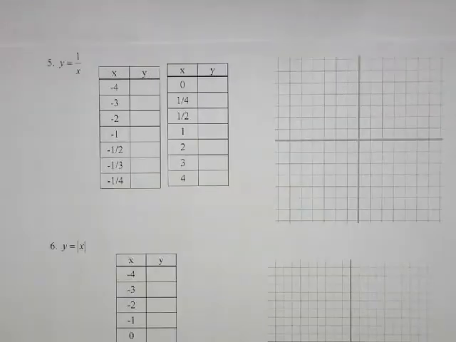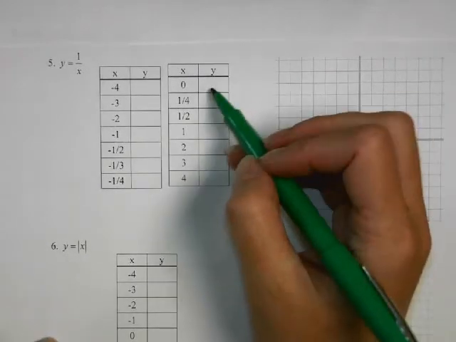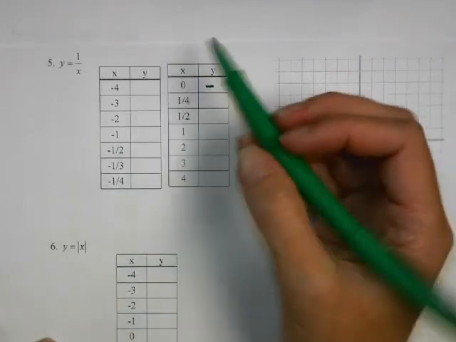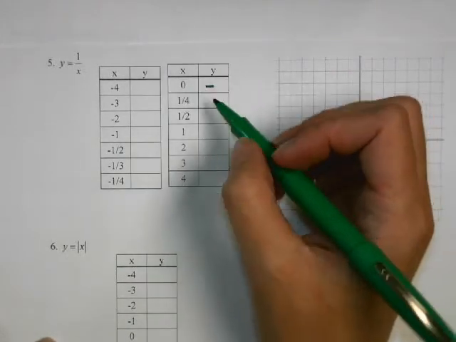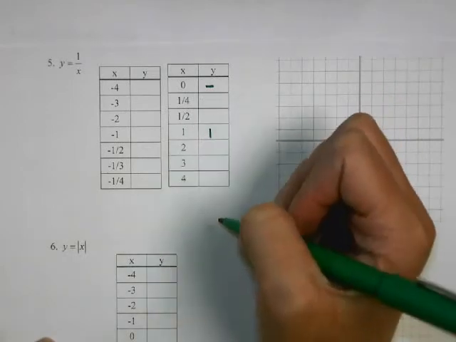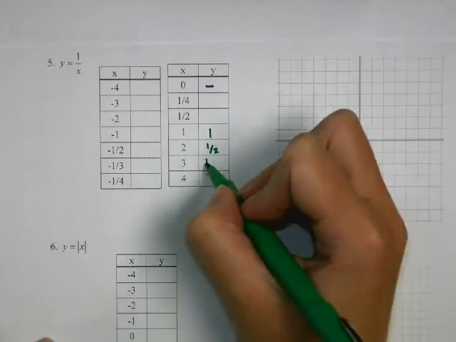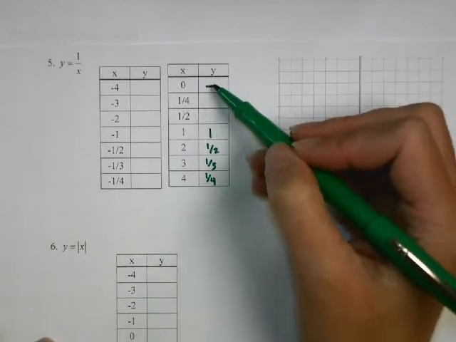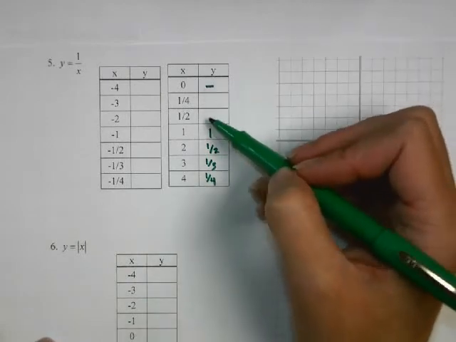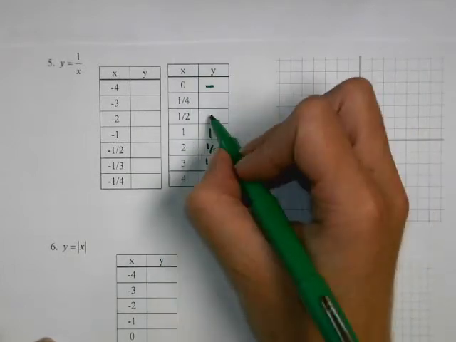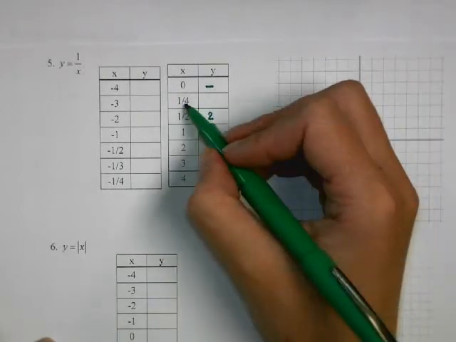Next is the rational function 1 over x. So I'm going to start at 0, and 1 over 0 is undefined. Okay, 1 over 1 is going to be 1. 1 over 2 is going to be 1/2, 1/3, and so on. Okay, so there's something happening between 0 and 1. So to illustrate that, I've got some fractions here. So if I do 1 over 1/2, that's going to be 2. And 1 over 1/4 is going to be 4.